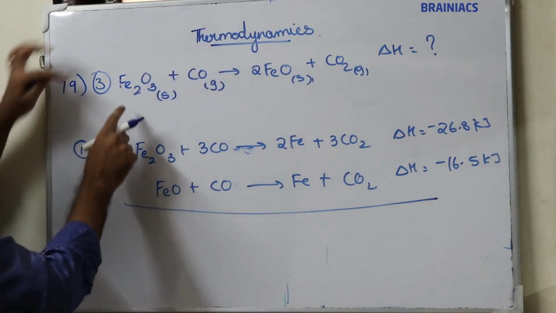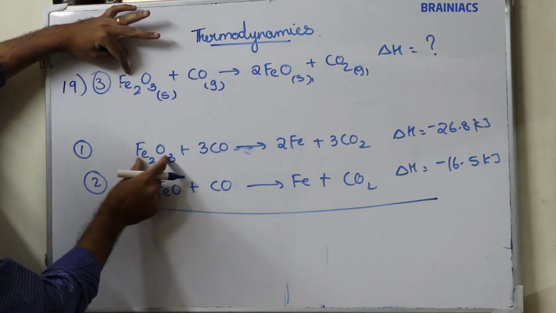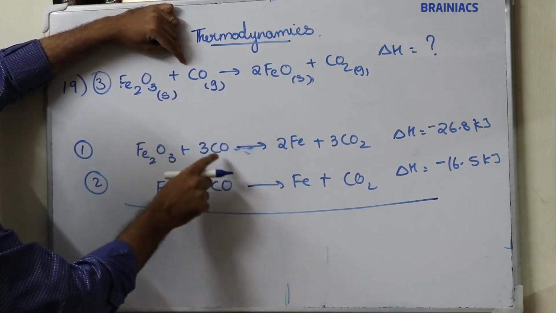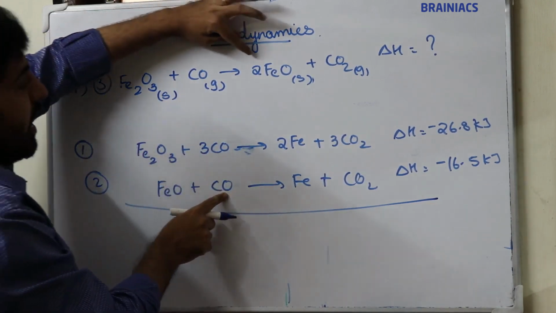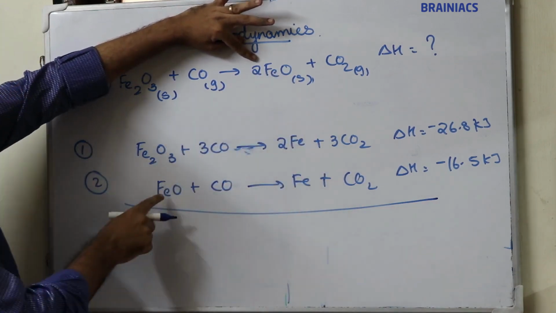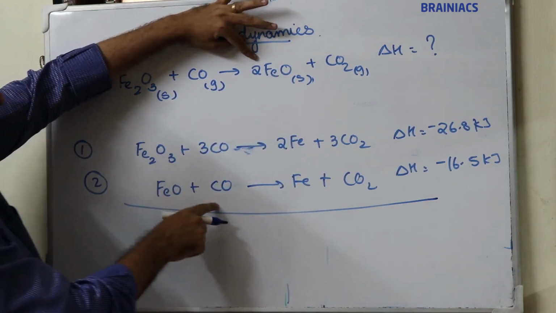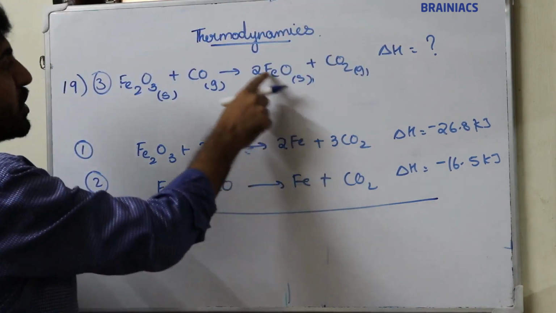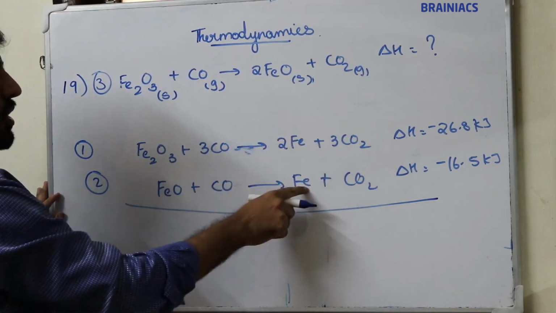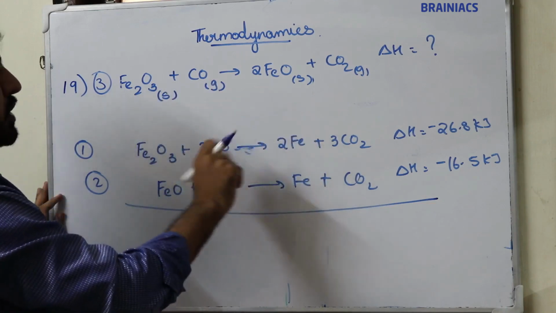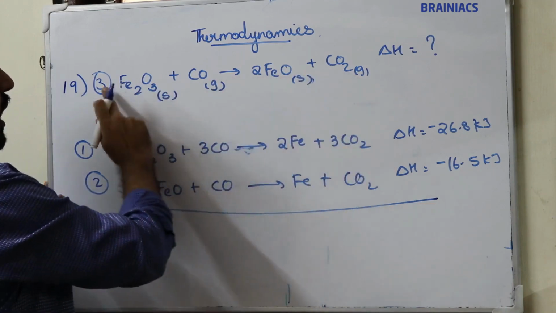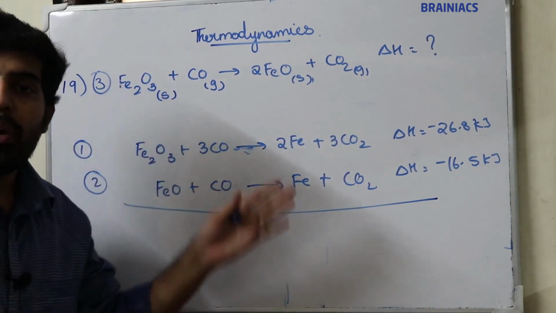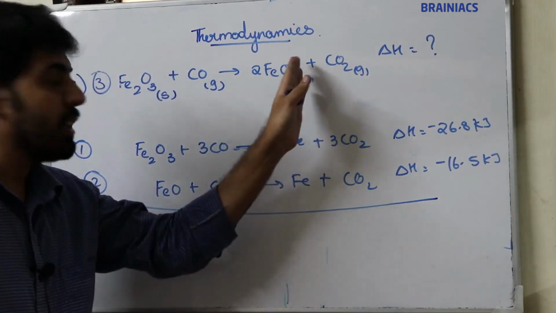Now, equation 3 contains Fe2O3, and it is there in equation 1. Equation 3 contains CO, which is there in both equations. Equation 3 contains FeO, and FeO is present in the second equation. And equation 3 contains CO2. Fe is not there in equation 3, but both the other equations contain Fe. So we don't want Fe in our third equation.